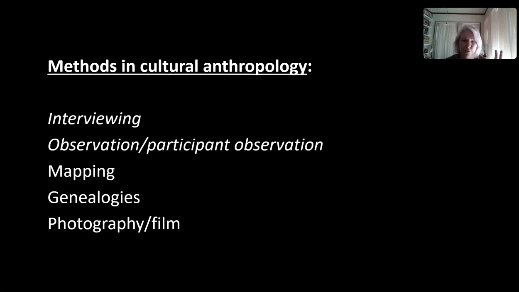Observation and participant observation is another really central method for cultural anthropologists. These are two variations on a theme, right? Observing in general is simply attending to the things going on around you with as much care as you can, meaning as much attention to detail as you can, and recording it in some way.